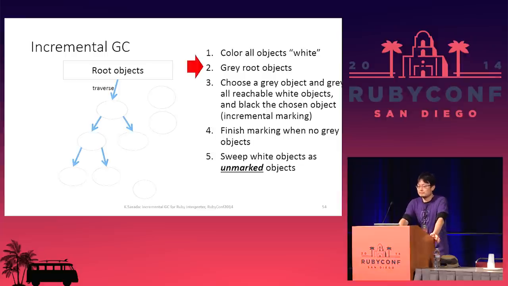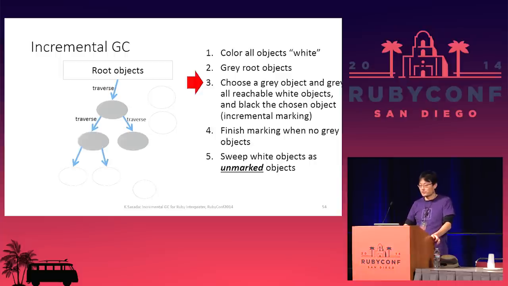And gray root objects. Gray root objects, and choose a gray object. There is only one gray object, so choose this gray object, and gray white objects reachable from this chosen gray object. After that, there is no white object reachable from this gray object, so we can color, we can blacken this chosen gray object.